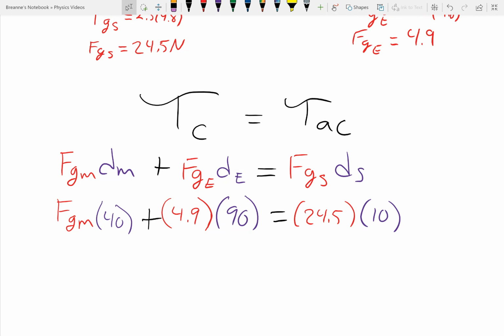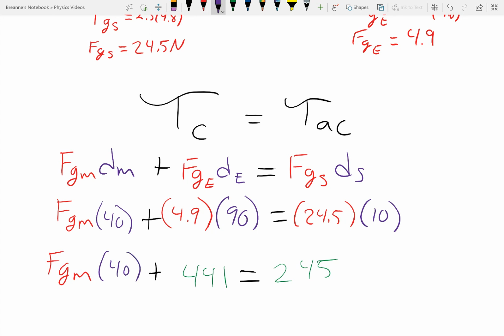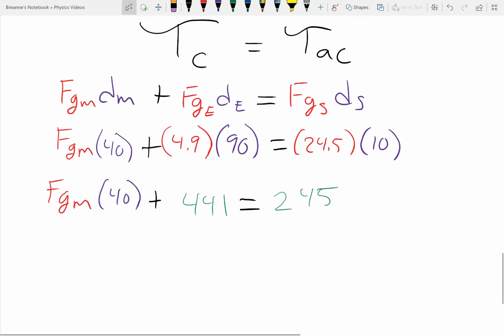So you multiply 4.9 times 90, and you get 44.1. That equals 24.5 times 10, and that just moves the decimal over one, so that gets you the 245. And then don't forget what we're looking for over here, your force of gravity of the meter stick, and we do still have the distance. So we're trying to get the force of gravity of the meter stick by itself.